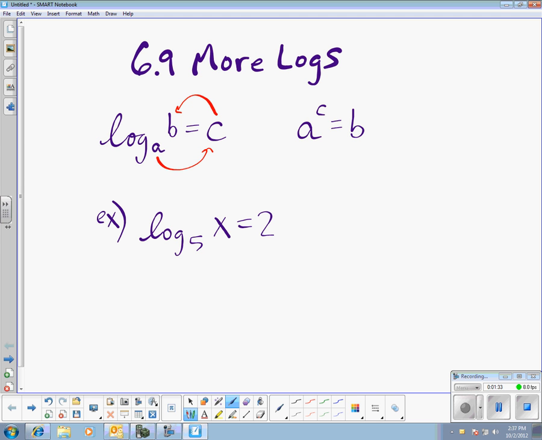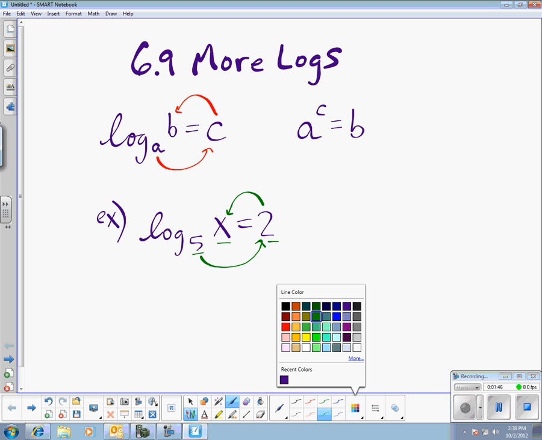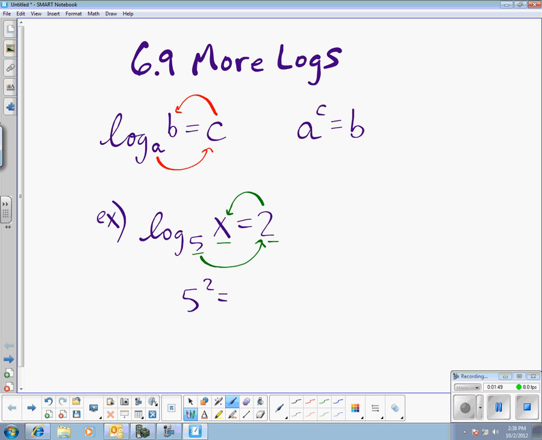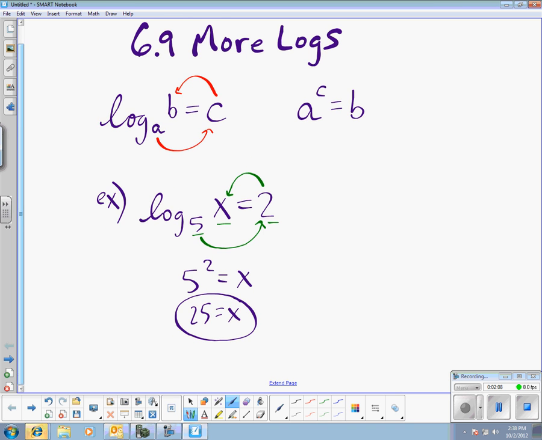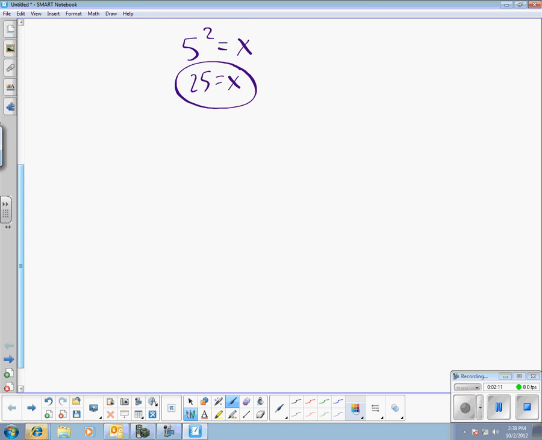So basically what this is saying is, what do I get when I take 5 and raise it to the second power? Because remember, it goes in this little circular pattern. This to the this equals this. Or in other words, 5 squared equals x. So if you get it out of log form and into exponential form, it really starts to make a lot of sense. And 25 equals x, and that's nothing new. So it's just a matter of translating this new notation and this new idea of a logarithm into something that you already know about.